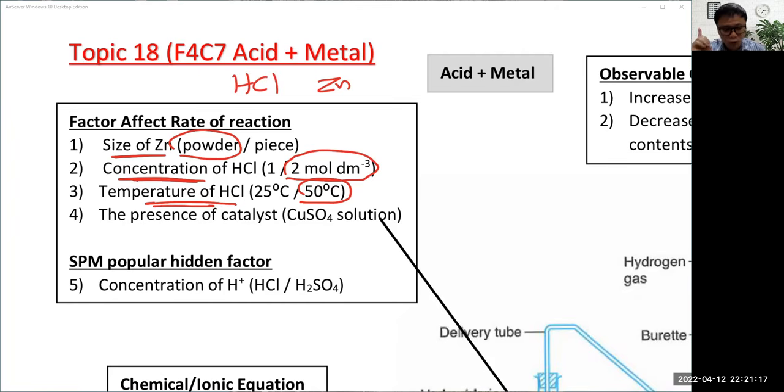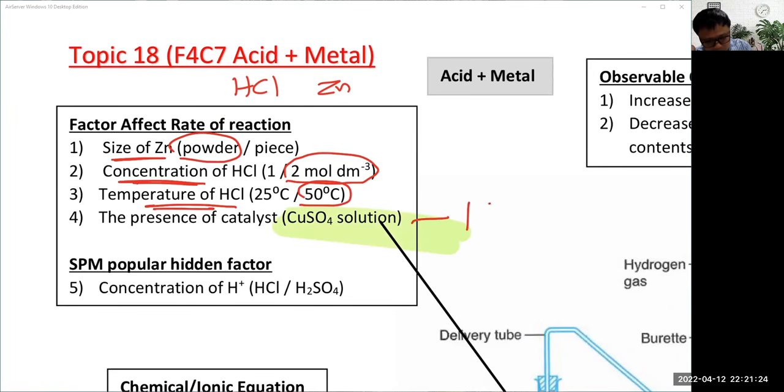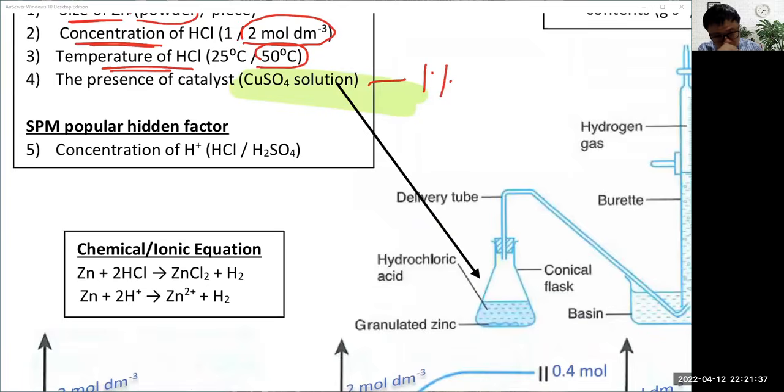Then for any acid, no matter whether it's HCl, H2SO4 or HNO3, and any metal like zinc, magnesium or aluminum, when acid plus metal, there is one catalyst you need to memorize, which is copper(II) sulfate. This one will easily give you 1 free mark. If you want to make the reaction faster, you can use copper(II) sulfate solution to accelerate the reaction. So this is the first one.